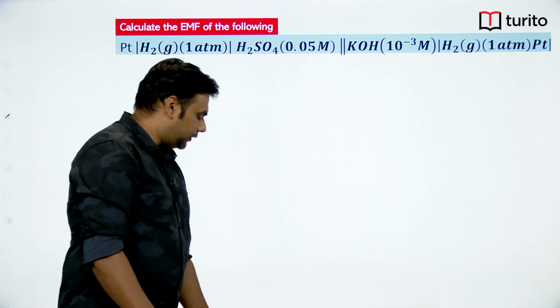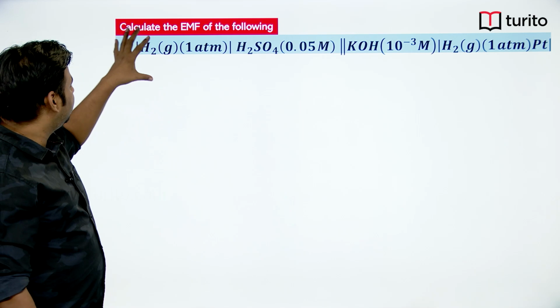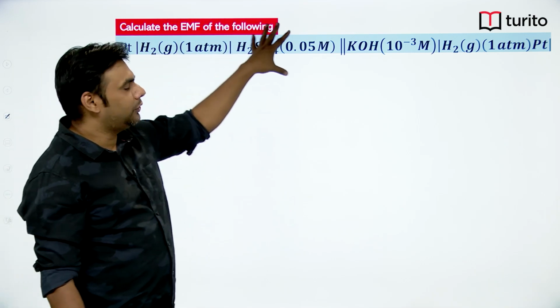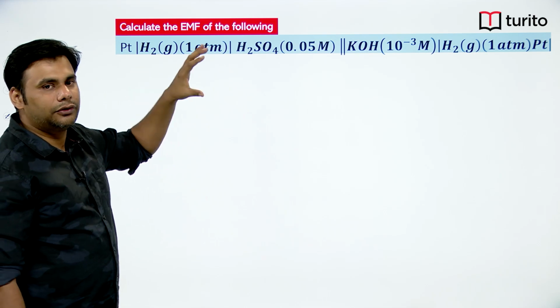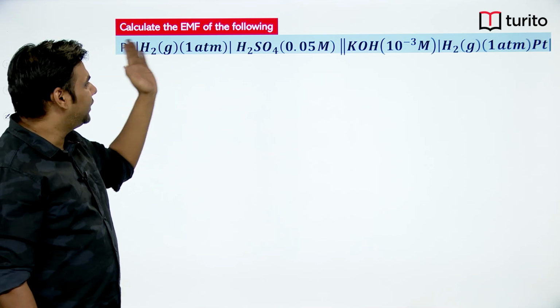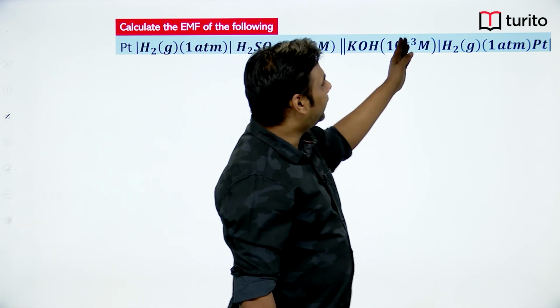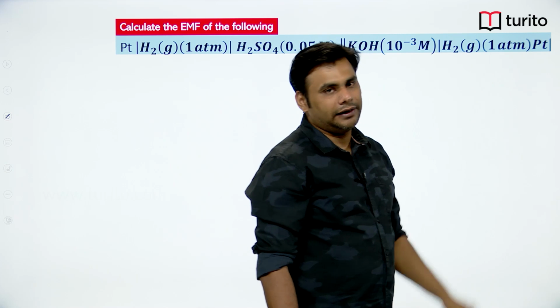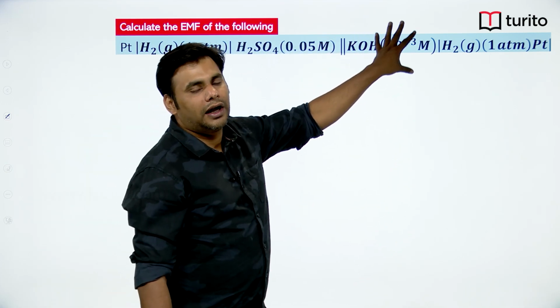So let us look at this question. First just look at the half cell. This is H2SO4, that means hydrogen in a hydrogen ion. So a hydrogen ion electrode is there, which is basically a gas ion electrode. Now look at this. This is KOH 10 raised to minus 3, hydrogen gas at 1 atm and platinum. So this is also a hydrogen ion electrode.